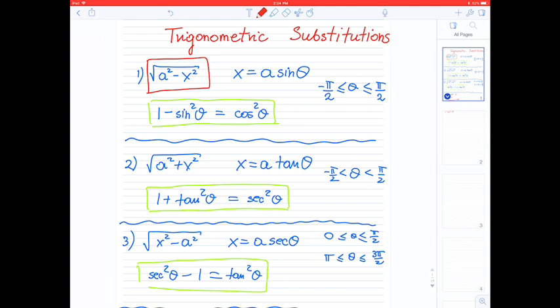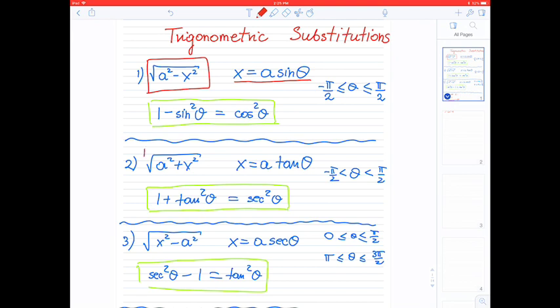When you see this expression, it's worth trying the substitution x equals a sine theta. Because of the trigonometric identity 1 minus sine squared theta equals cosine squared theta, we can simplify and rewrite the integrand without the square root.